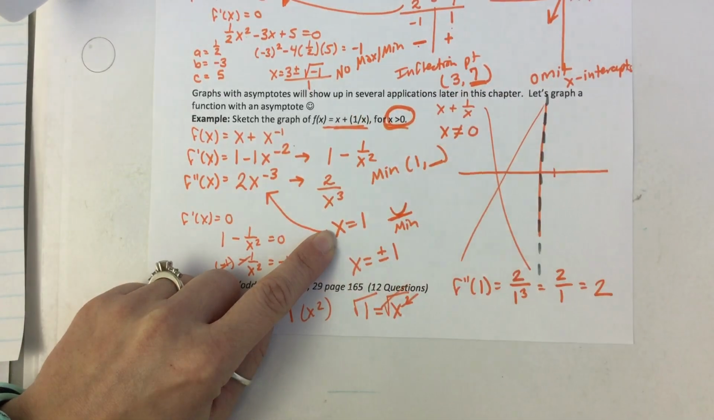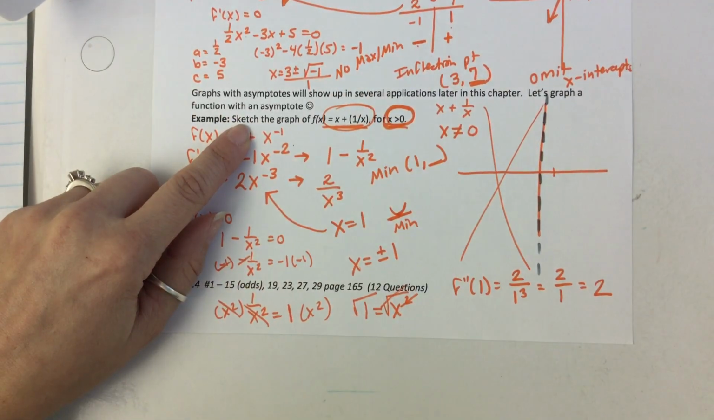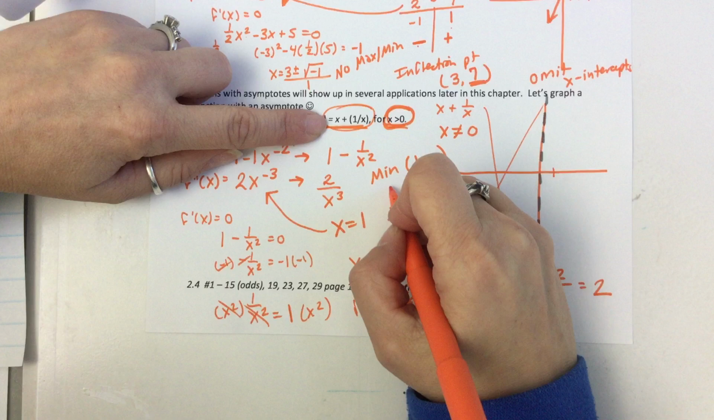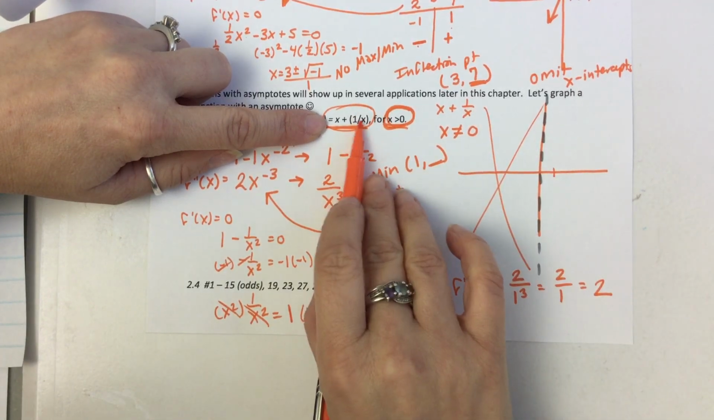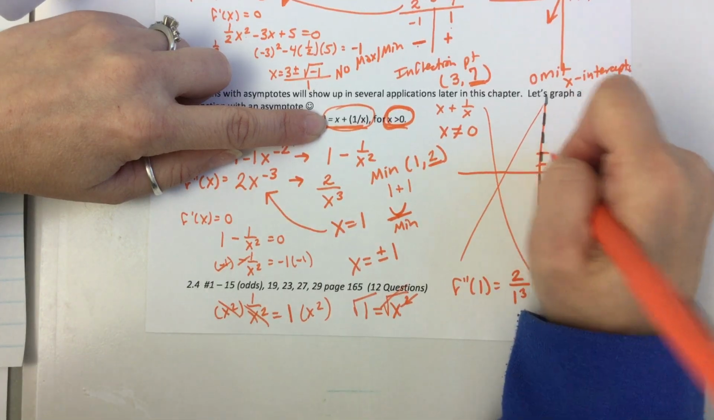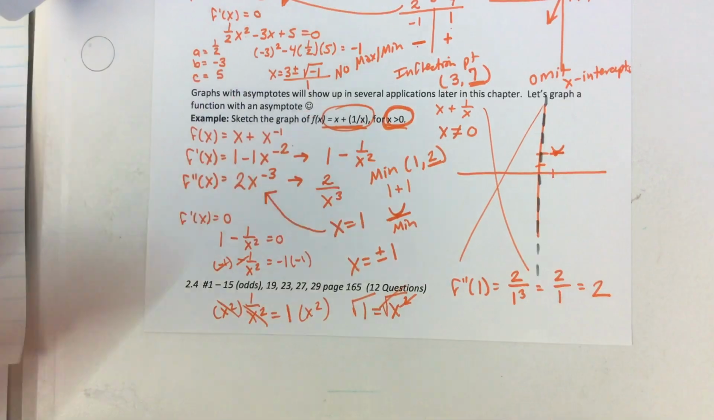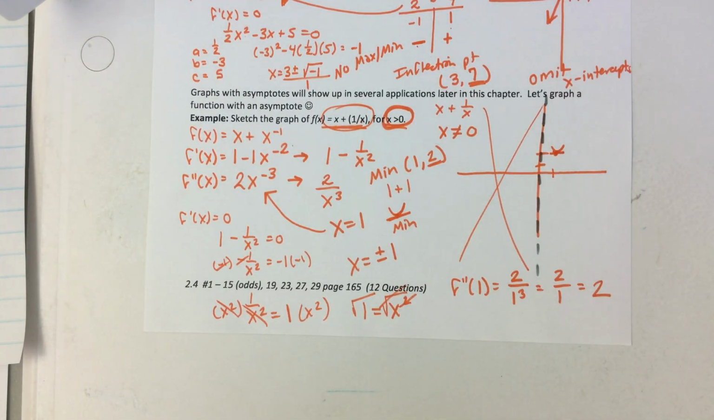To find out what y is, I have to put 1 into the original function. If I put a 1 in, it's 1 plus 1 over 1, which is 1 plus 1, which is 2. So if I go to the right 1 and up 2, this is where the slope is 0 and it's a minimum, so I know it's like that. Okay, got that.